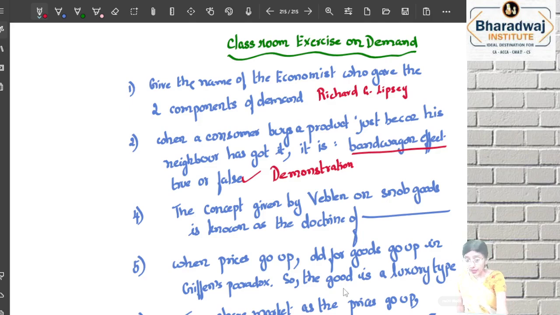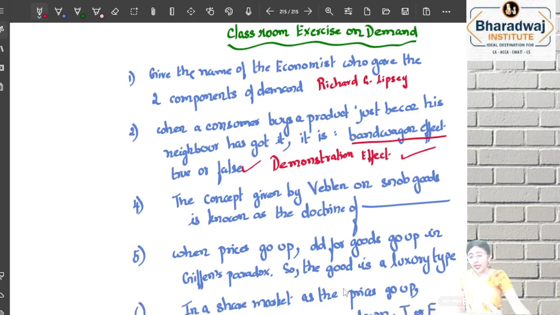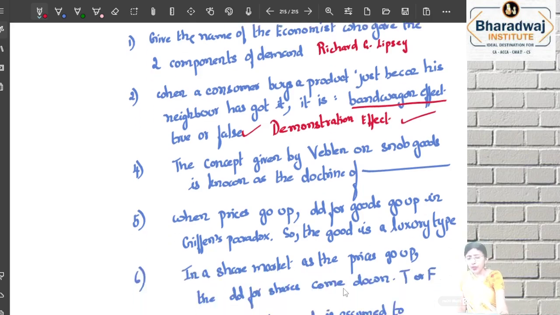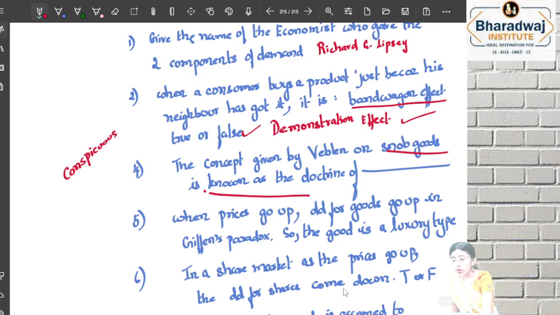So there is a difference here. The answer is demonstration effect. What my neighbor does, I do. Okay, it's not my demand. The concept given by Veblen, a repeated question, you remember. Conspicuous consumption. Please note this. The doctrine of conspicuous consumption.